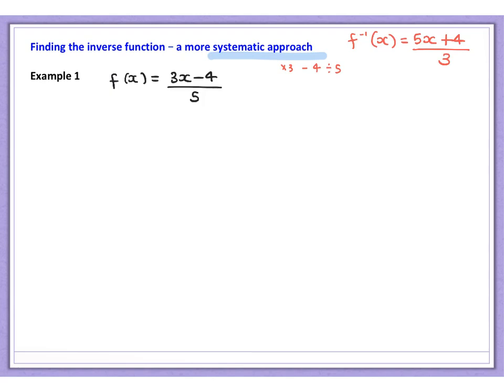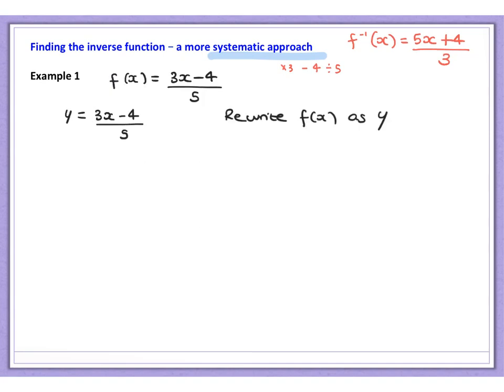So let's look at this systematic series of steps that we can use. The first thing we're going to do is rewrite f of x as y for simplicity with the algebra that we will be using. So y equals (3x minus 4) over 5.